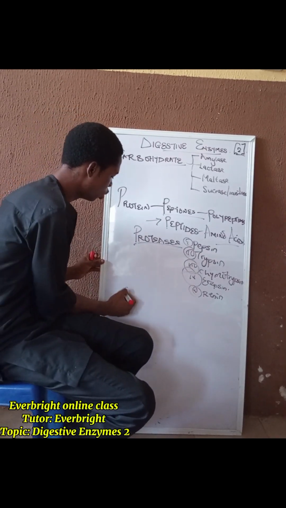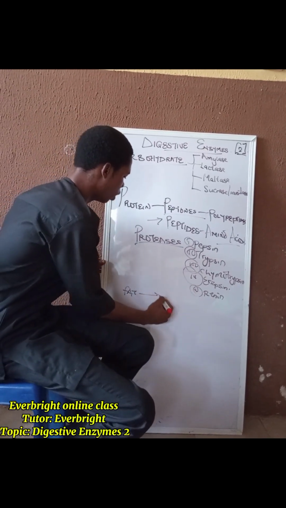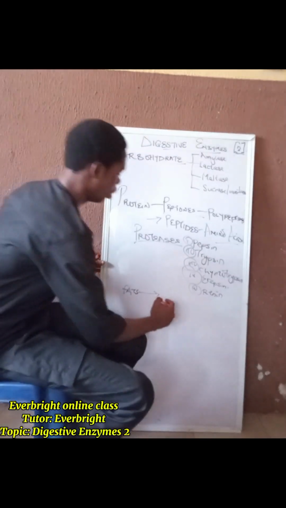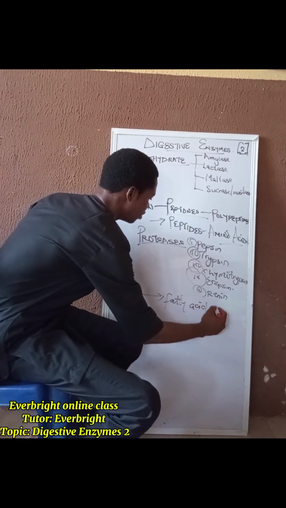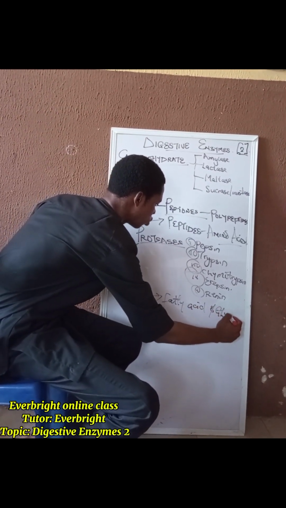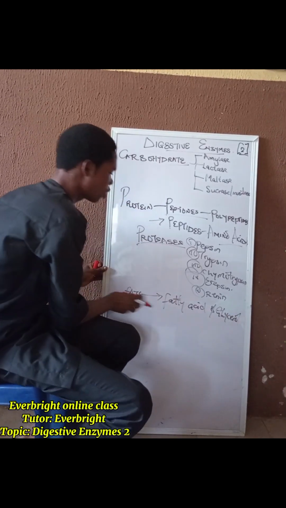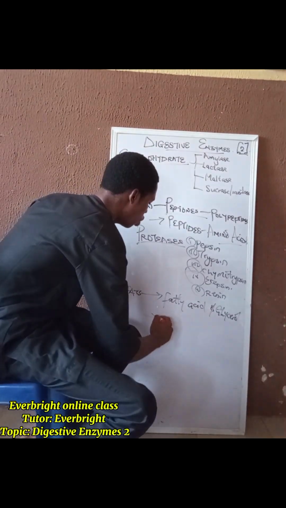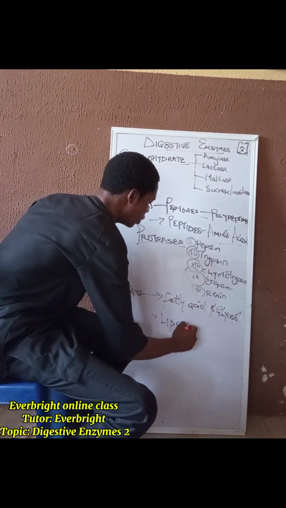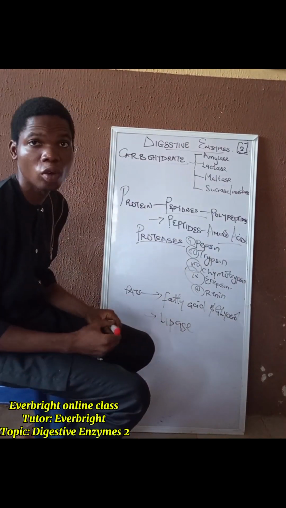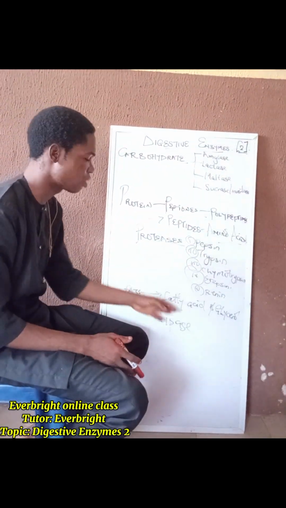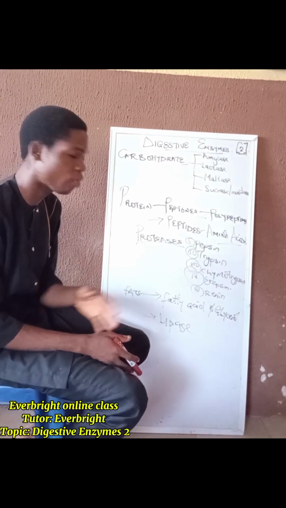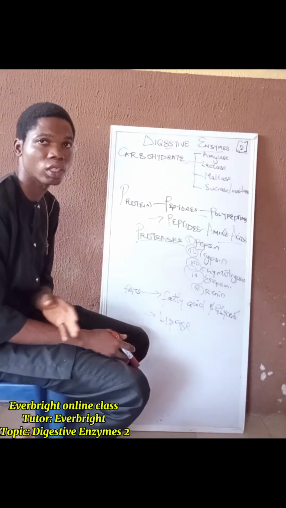And the last part, which is fat. The breaking down of fat will lead to what we call fatty acid and glycerol. The enzyme that is responsible for the breaking down of fat to produce fatty acid and glycerol is what we know as lipase. We have two types of lipase: the salivary lipase and the pancreatic lipase. The salivary lipase is located in the saliva, while the pancreatic lipase is located in the pancreas.